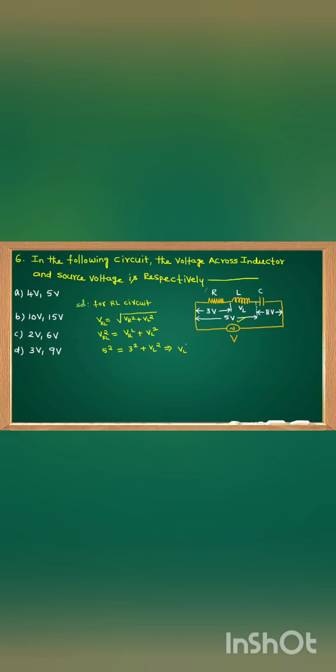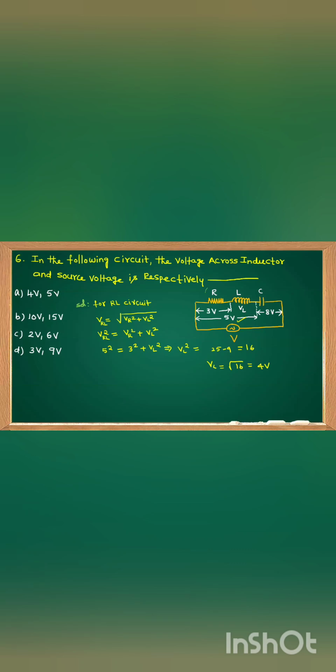Then from this, what is VL square, students? 25 minus 9. Sorry, not square root, VL square is 25 minus 9. This is equal to 16. Then what is VL equal to? Square root of 16. That is 4 volts. VL is 4 volts. You have to find the voltage across the inductor and the source voltage.